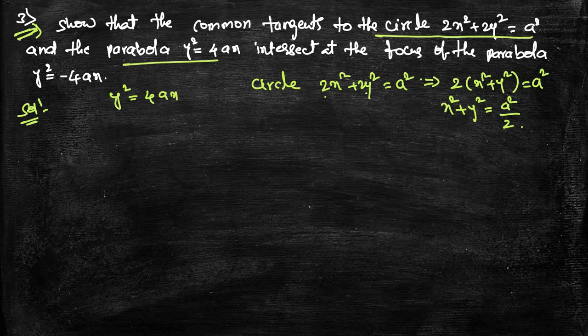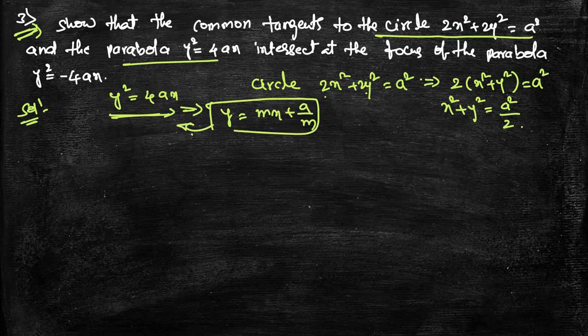Now here the parabola is given, and the tangent of this parabola will come as y is equal to mx plus a by m. This is a tangent to the parabola. Now x square plus y square is equal to a square by 2 is what we got. So the center we can take as 0 comma 0, and r is equal to a by root 2.